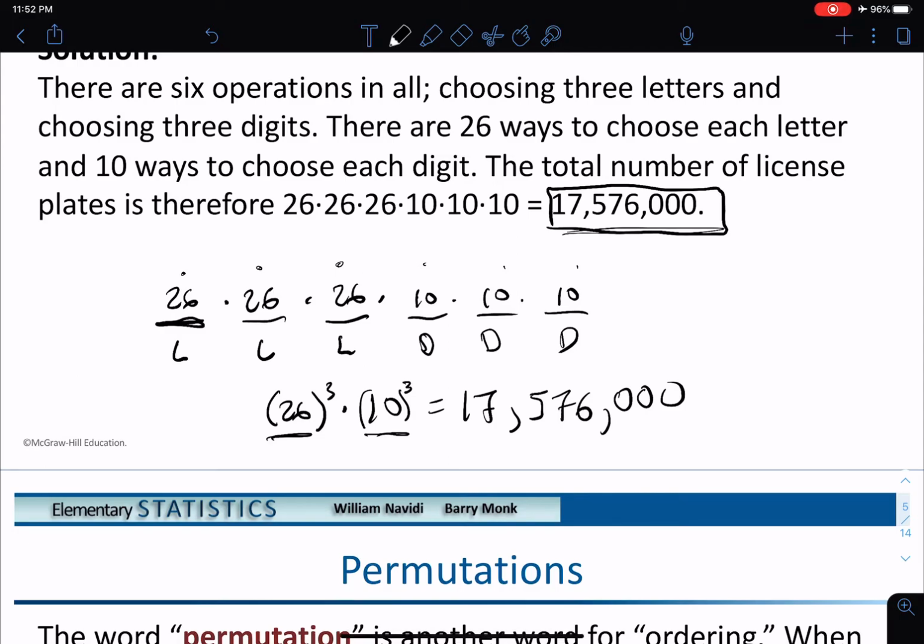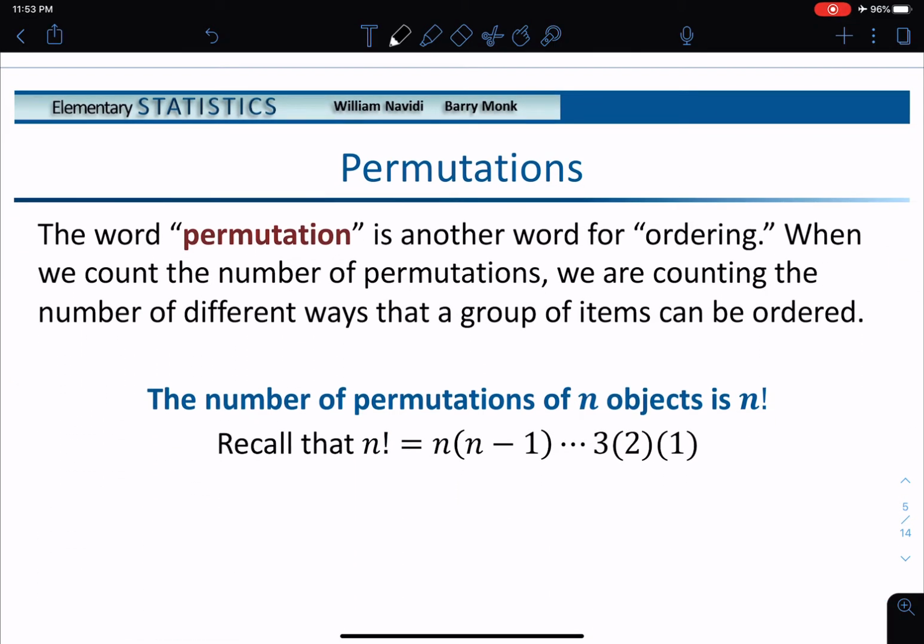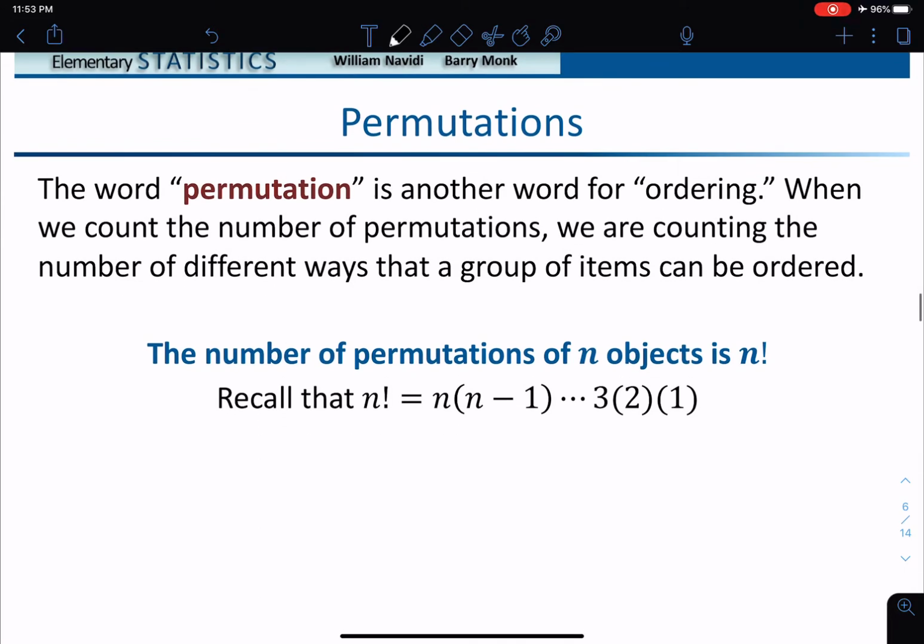All right, let's take a look at the next idea. Permutations. The word permutation is another word for ordering. When we count the number of permutations, we are counting the number of different ways that a group of items can be ordered. The number of permutations of n objects is n factorial.